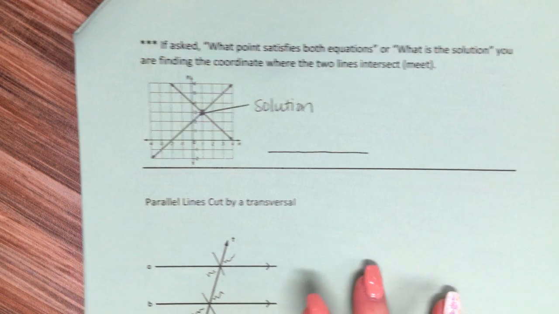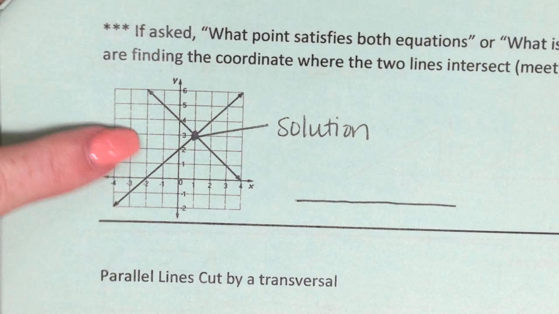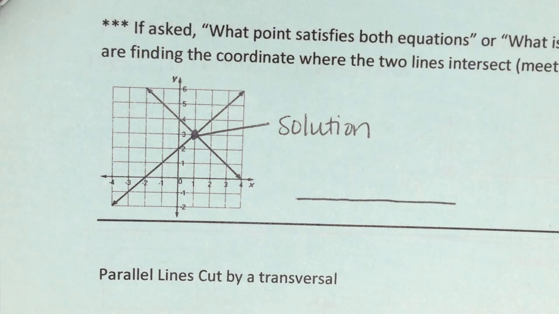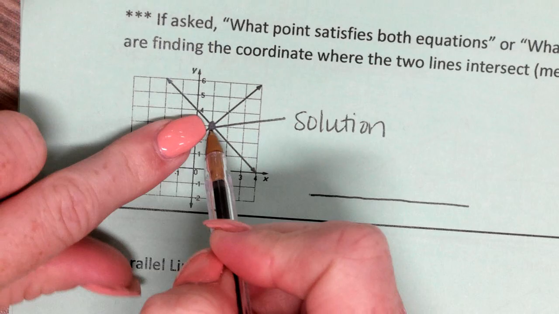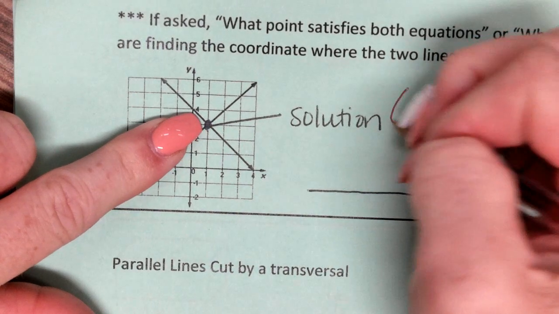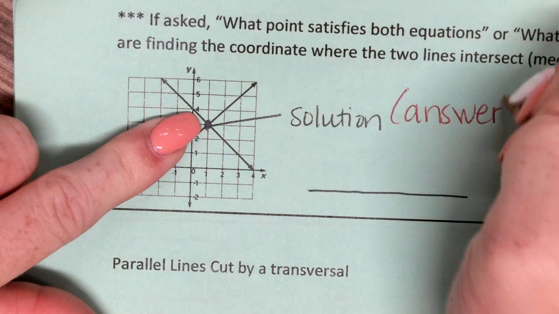Okay, what did I tell you guys if you see a graph with two lines that meet? The answer is where they meet. That's your solution. That's your answer.